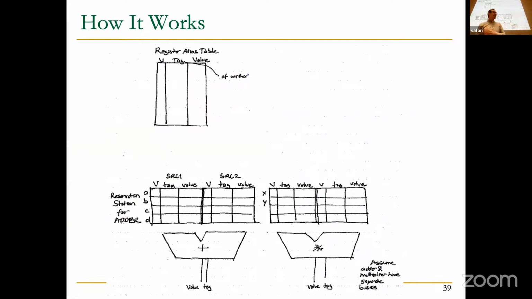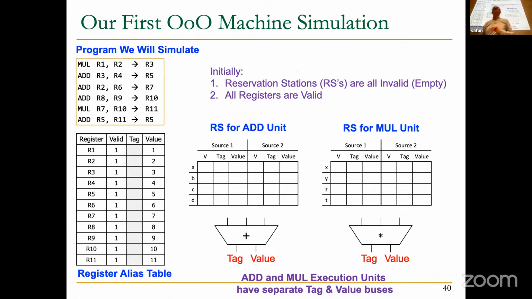Now, in prior times, I would use the blackboard, but now we have a nice animation over here. So we're not going to use the blackboard, we're going to use the animation. This is going to be our first out-of-order machine simulation. Let's first set up the stage. This is our register file initially. We're going to call it the register alias table. You can see that all values are valid, and the values are the same as the register numbers, for now, just for fun.